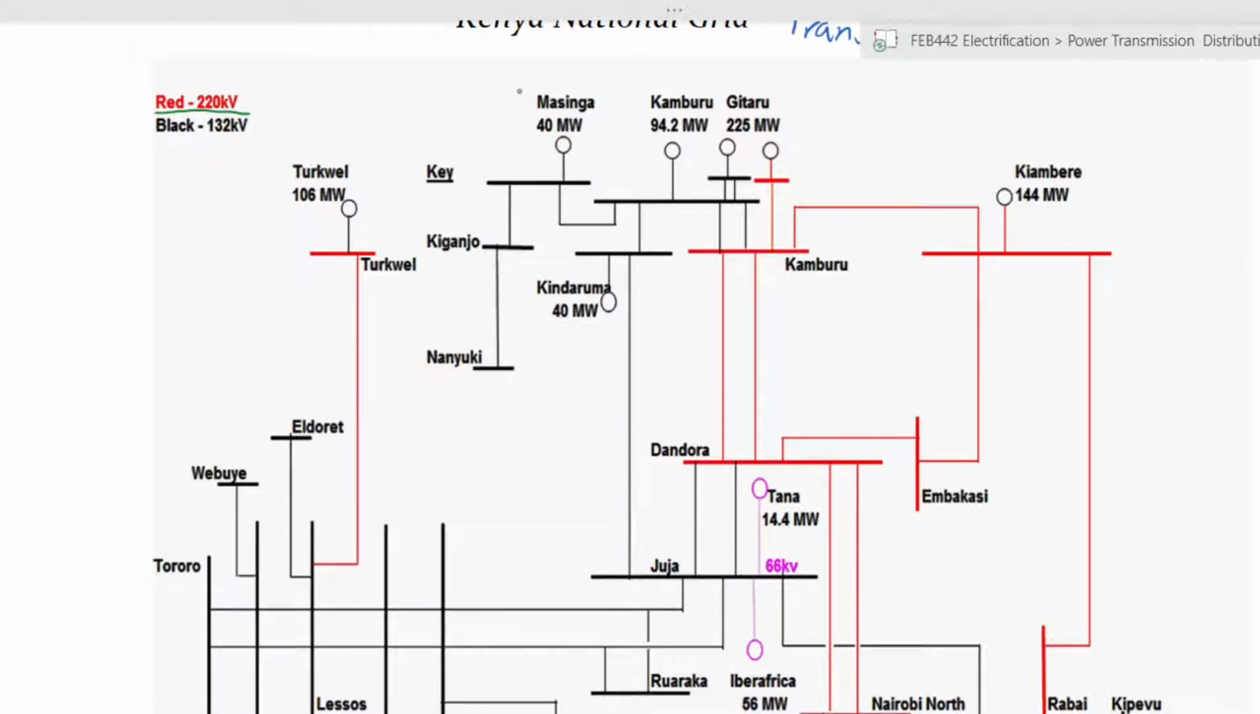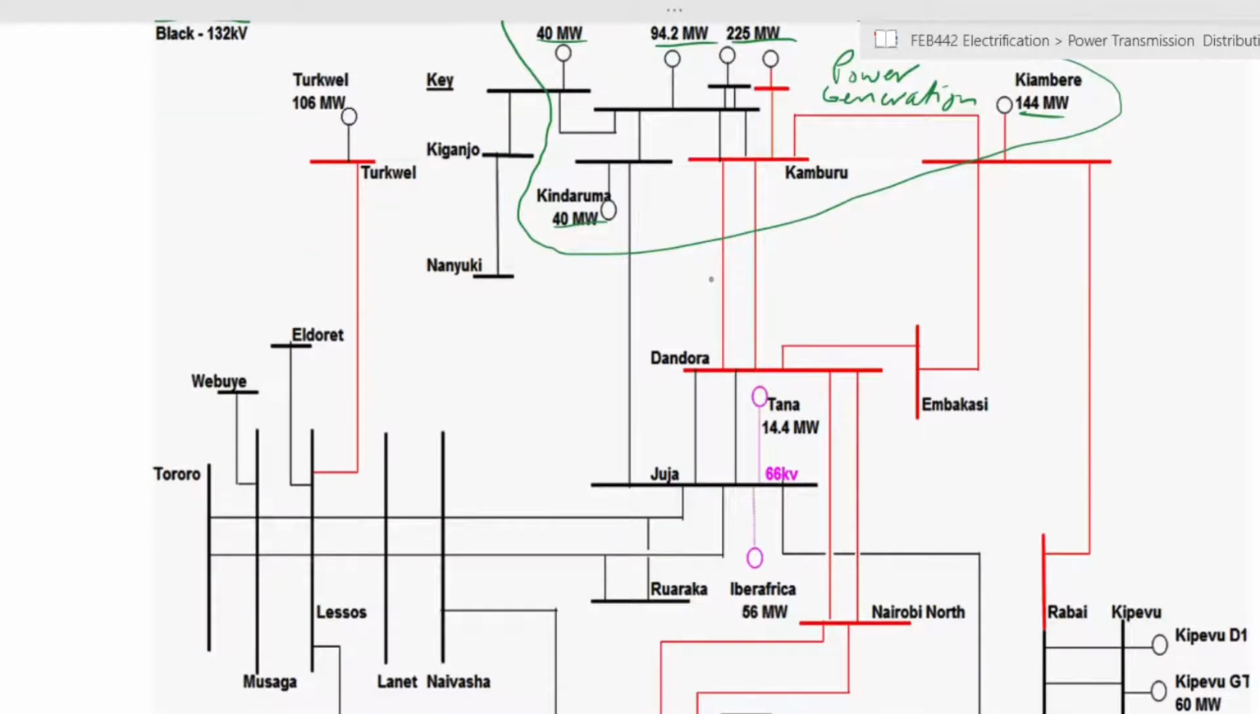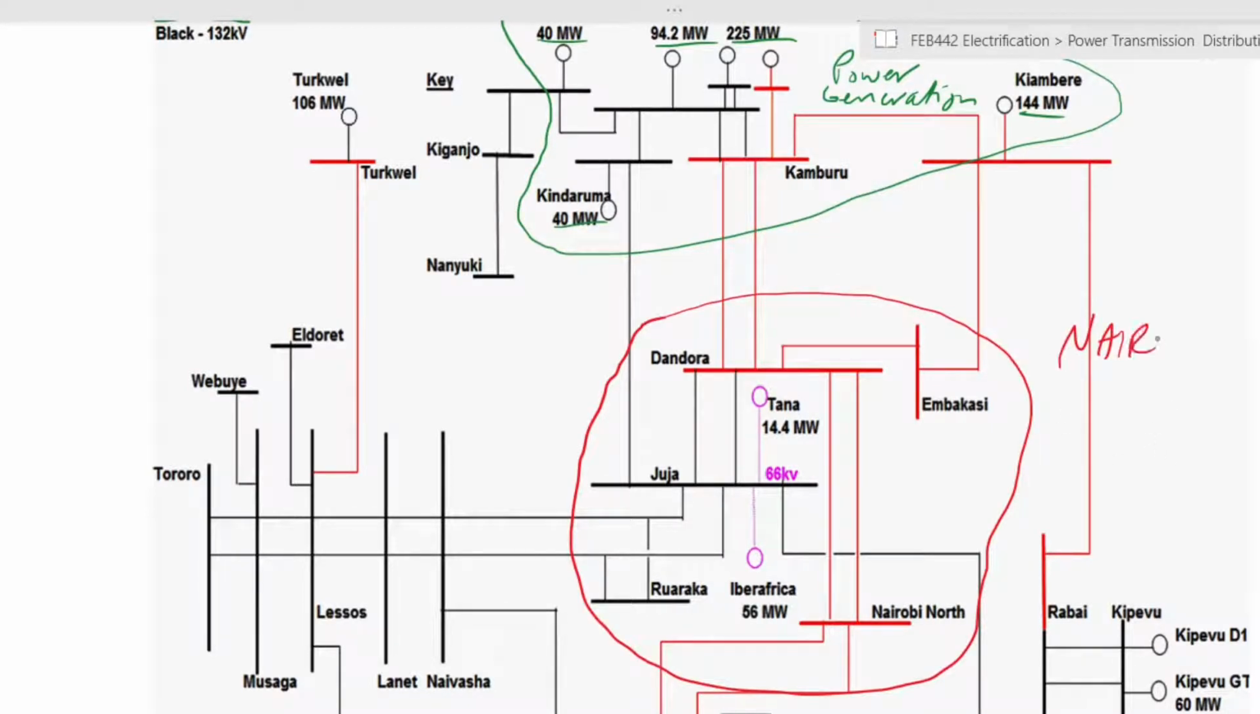So areas like this, Masinga, Kamburu, Gitaru, Kiambere, you can see this is a power generation center, okay? This is mainly hydro, right? Hydroelectric power, and you can see the huge amounts of power that these power generating stations produce. As you come down, you can see now these familiar names. This is, of course, Nairobi area, and Nairobi area is the largest load center in Kenya.